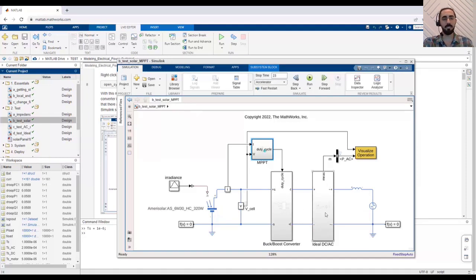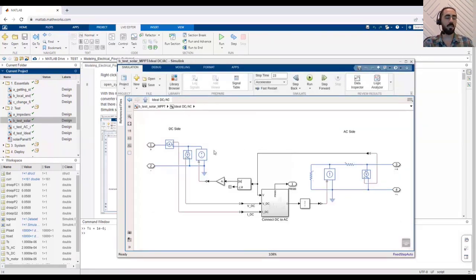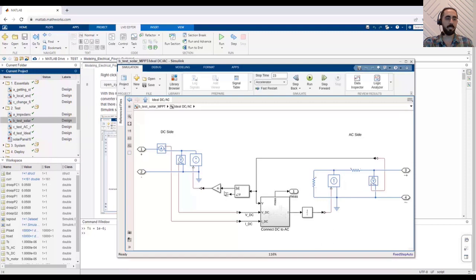We have an ideal DC to AC system in here. So it's a single phase inverter. And what we are doing in here is very basic. We are measuring the energy from the DC side, and we transfer it from the DC side to the AC side using this Simulink approach in between, in the gap.